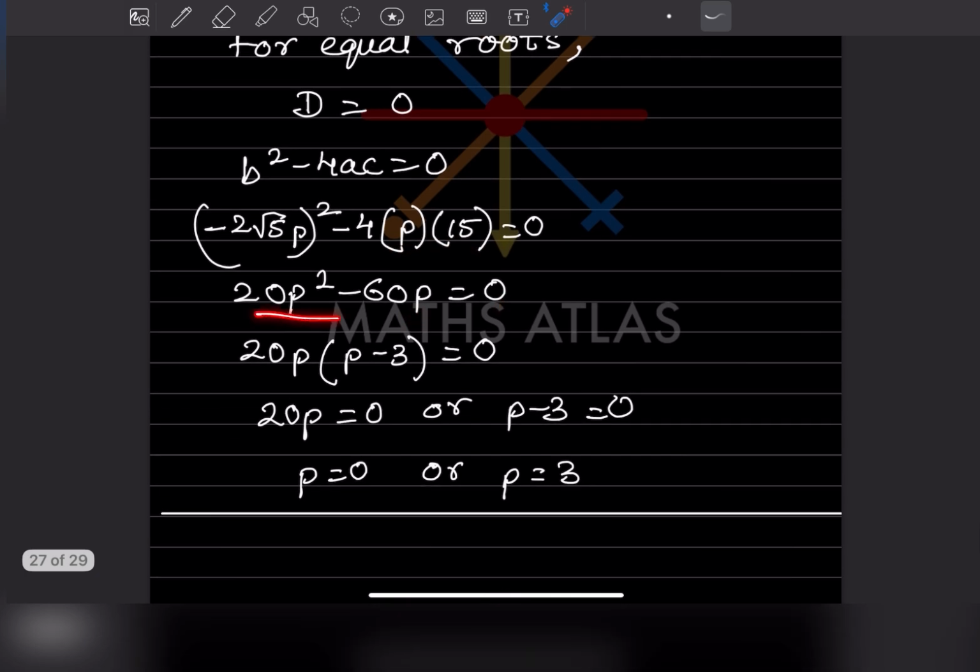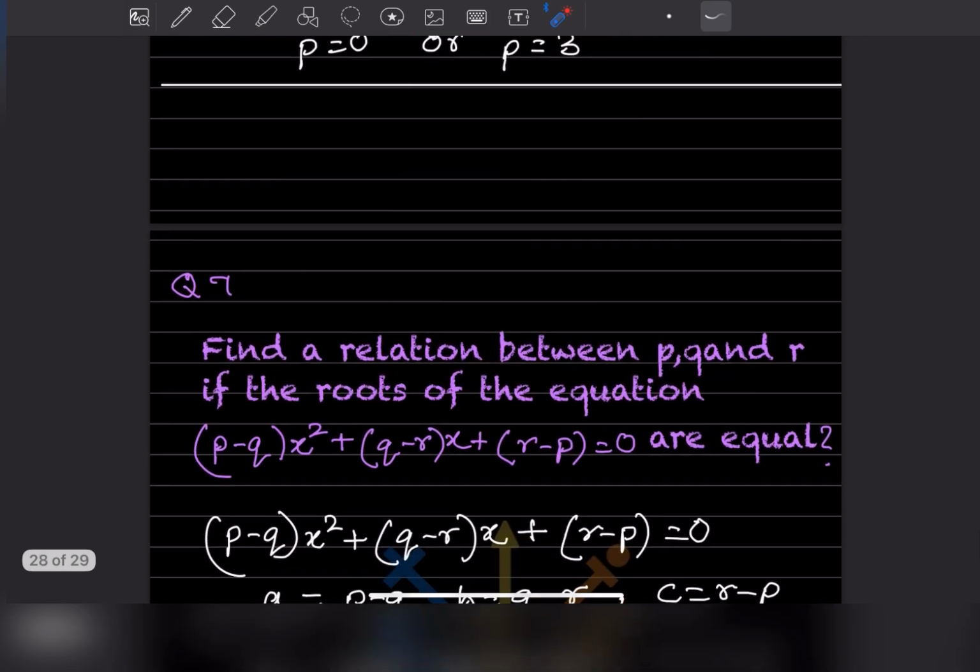Now you can see from this one, we can see 20p common. So we'll take it outside, and what remains in the bracket is p − 3. So 20p² − 60p = 0 becomes 20p(p − 3) = 0. Now this says that 20p is equal to 0, or p − 3 is equal to 0. So what will be p? 20p = 0 gives p = 0 divided by 20, which is 0, or p = 3.